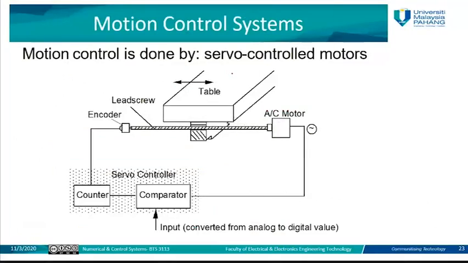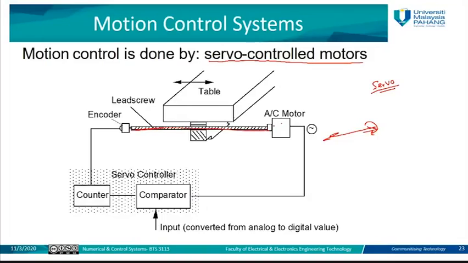The control of this machine uses servo controlled motors. The servo motor is one of the motors used to control the motion in CNC machines. It's not the only one. There are other types of motors which can be used, like stepper motors and other electric motors like DC and AC motors and so on. But the servo motor has more functionality because it's not only rotating; it can rotate and also move axially.